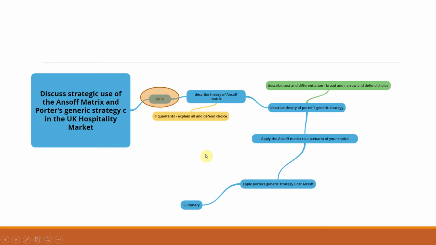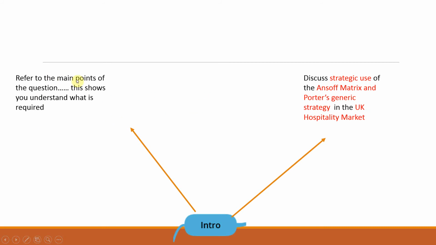So let's start off with the intro. First thing you do, refer to the main points of the question, because that shows that you understand what's required. So you'll see highlighted in red: discuss strategic use, Ansoff matrix, Porter's generic strategy, and UK hospitality market. So those are the things that you need to focus on in your answer.